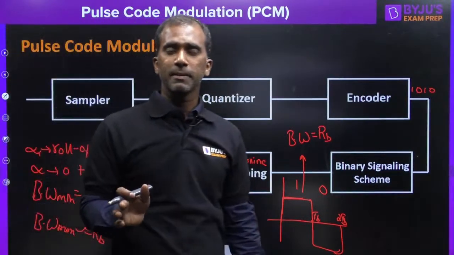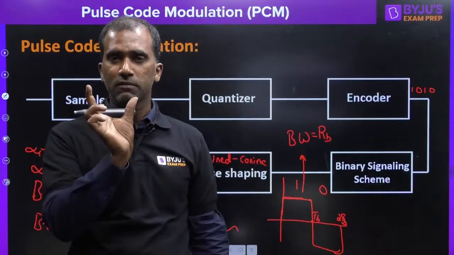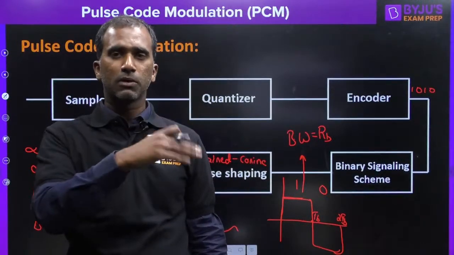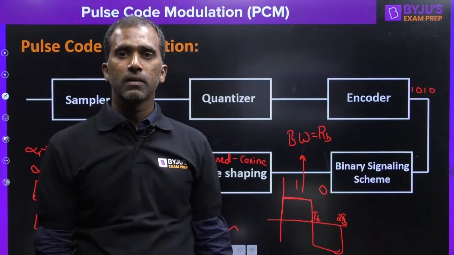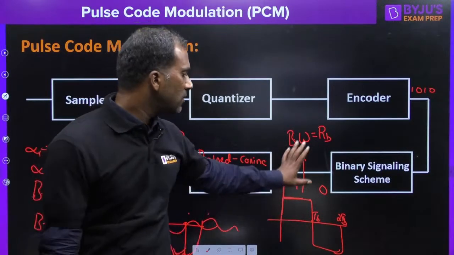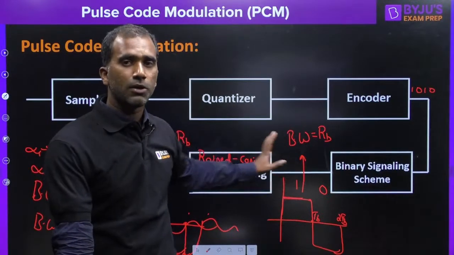If they are not doing pulse shaping, then only they will ask for the word bandwidth. When they use the word bandwidth only, and don't mention the word maximum or minimum, then I assume that they are using only rectangle pulses to transmit. They are not using any pulse shaping.